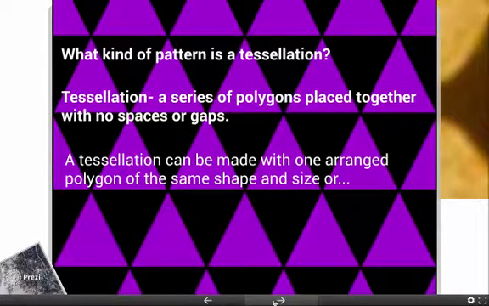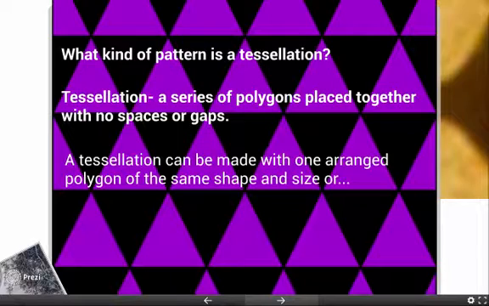Now, a tessellation traditionally is a series of polygons placed together with no spaces or gaps. And we're going to see a variation of different kinds of tessellations. They might not be polygons. A little more of the contemporary artists, they tried to play with this idea a lot.